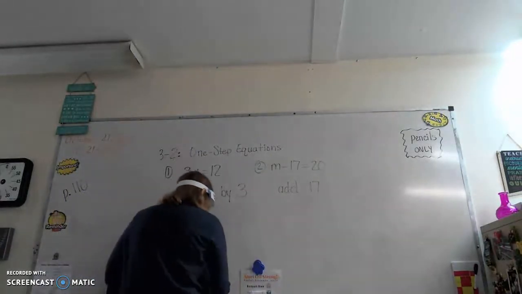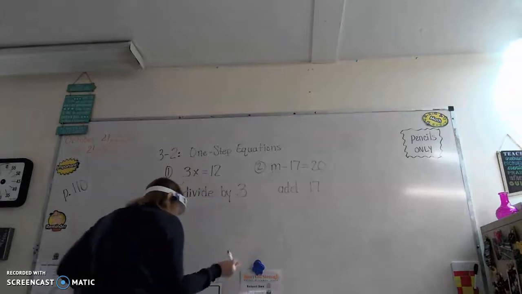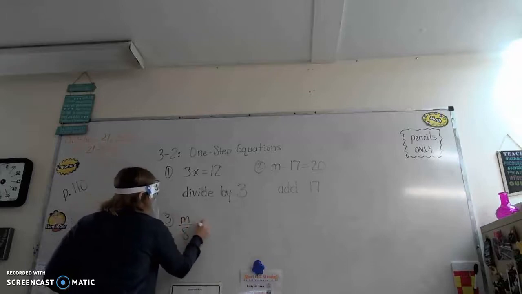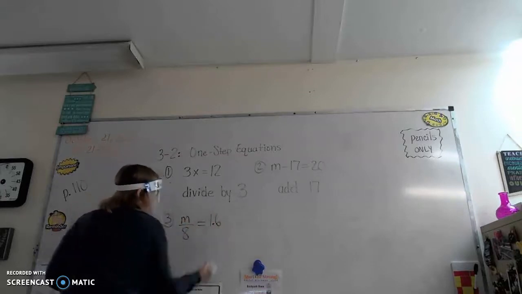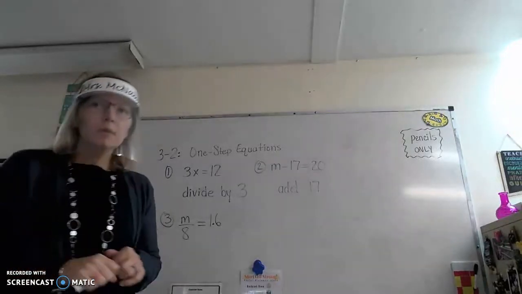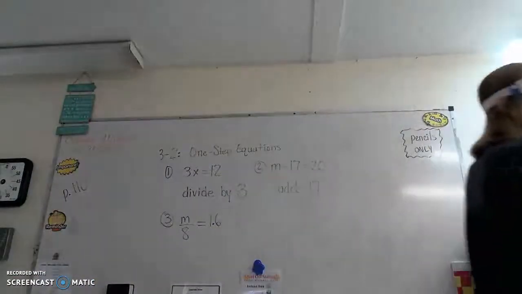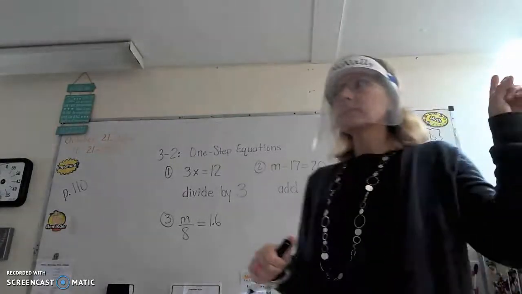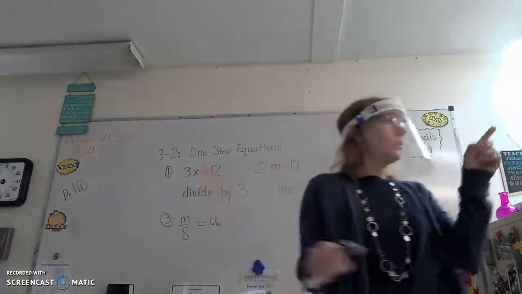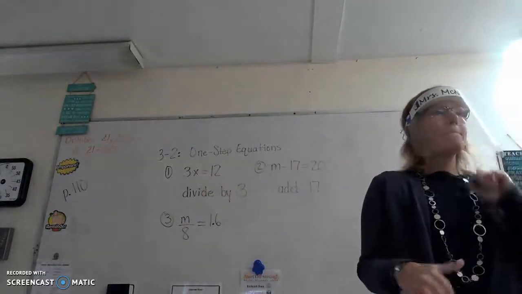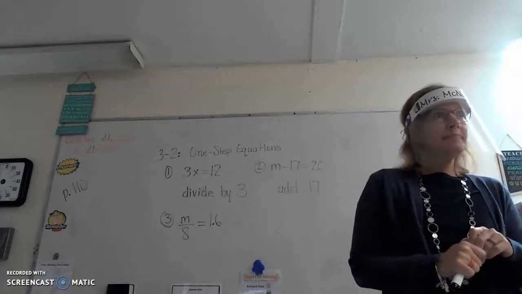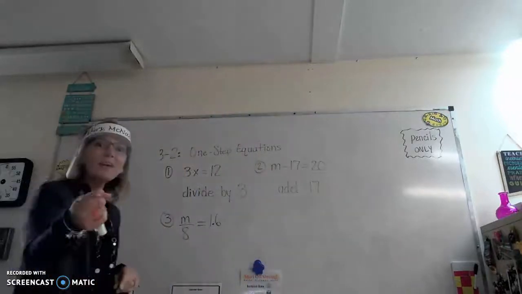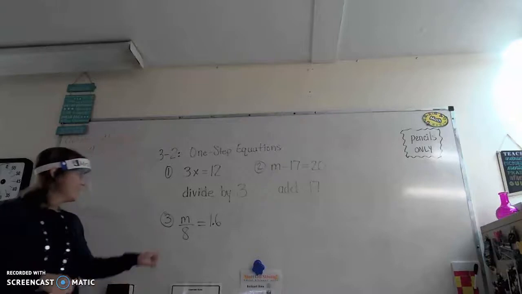How about number 3? m over 8 equals 1.6. What do I do to solve this problem? Put a 1 under 1.6? No. What did you say, Christian? Bradley? David? David knows! Guys! What do you do to solve this?